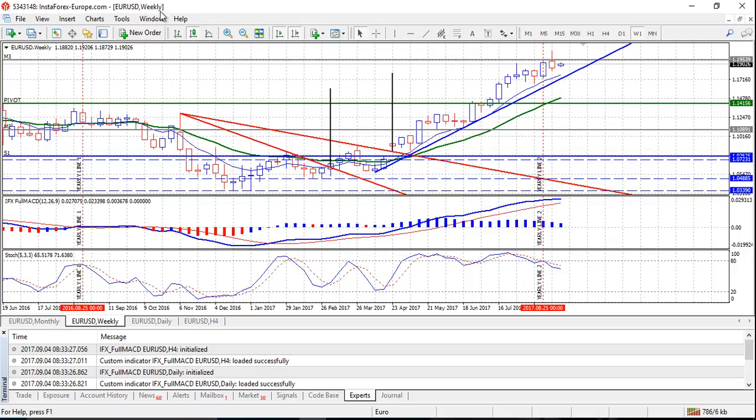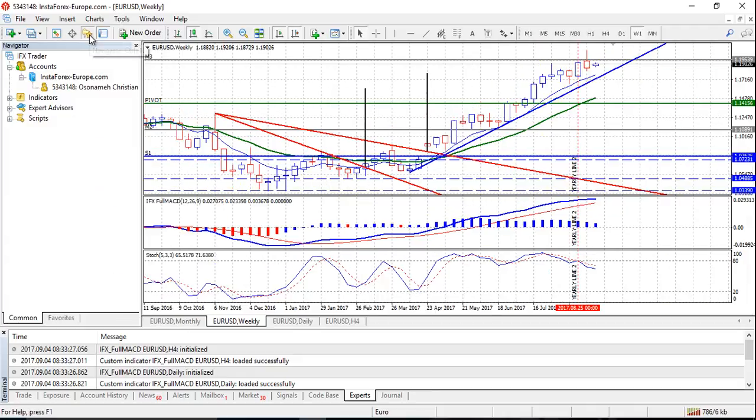This is the weekly chart of the Euro USD. Let me pull out this information, this window here that gives the details of the account. You can see InstaForexEuro.com. That is the server on which I'm trading. This is my account number, 5343148, and these are my full names.